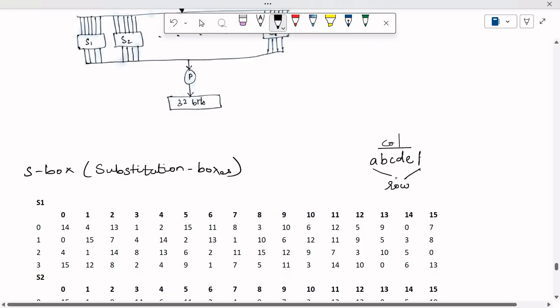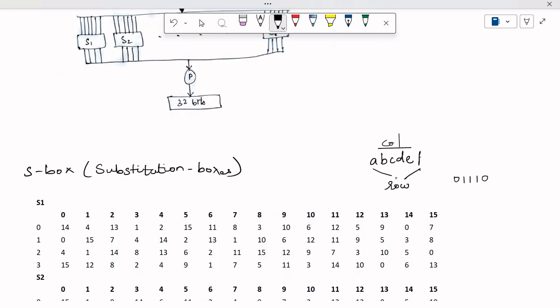Let us start with an example. Let us take 0, 1, 1, 1, 0, 1. This is the input given to S box 1. Just consider. These 2 bits will be used to represent the row and these 4 bits are used to represent the column. So here all we know is 00, 01, 10, 11.